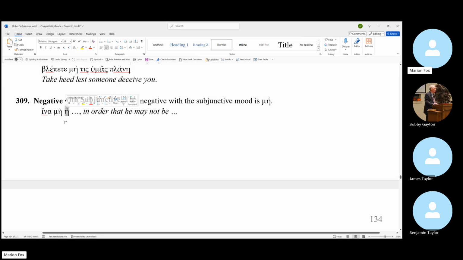And they argue about how to pronounce it. I'm not sure. Our problem is we don't know for sure, and they can argue about it all they want, but I don't know how they can prove it. Right. So this is in order that not being, not he may be.